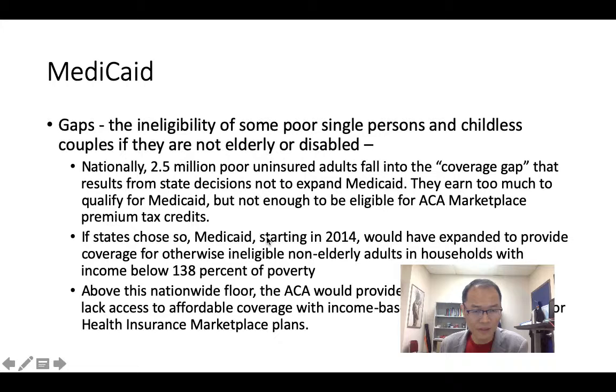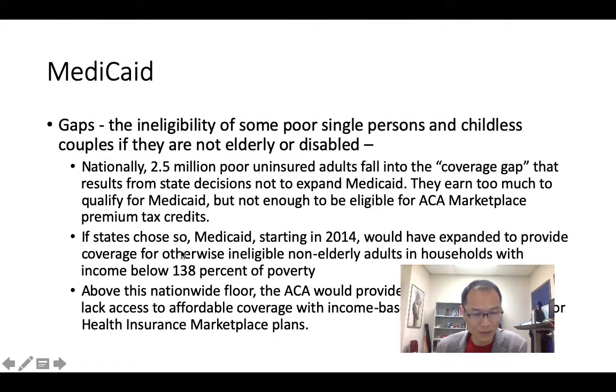So Medicaid also has some gaps. 2 million poor and uninsured adults fall into the coverage gap. So these adults are typically childless, and even though they have children, they're not necessarily qualified just because their children are qualified. So this group should include adults with children or without children.